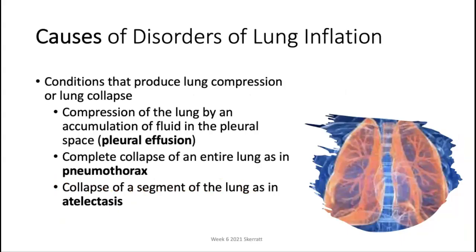So what are some of the causes of disorders of lung inflation? What makes a lung be compressed or a lung collapse? Well, there's three main causes. The first one is pleural effusion, so it's compression of the lung with an accumulation of fluid in the pleural space. Pneumothorax is a complete collapse of the entire lung with air. And the third one is a collapse of a segment of the lung, as in atelectasis, and I'm going to discuss these in more detail.